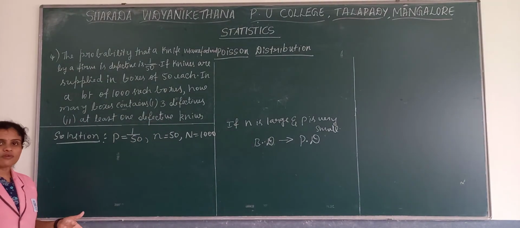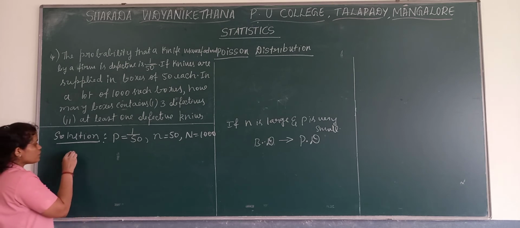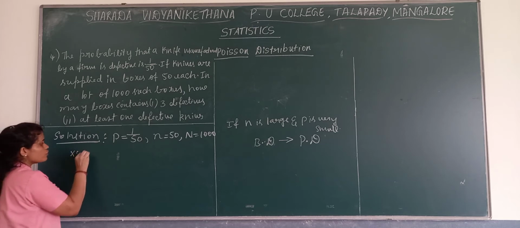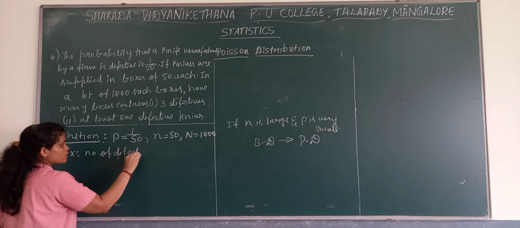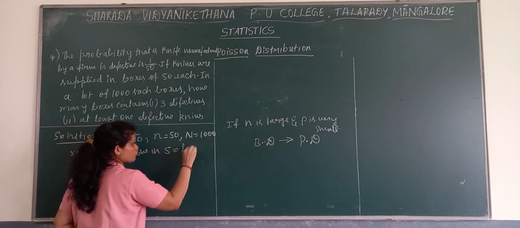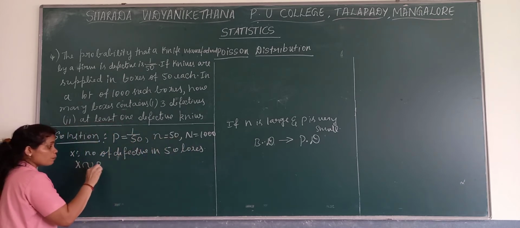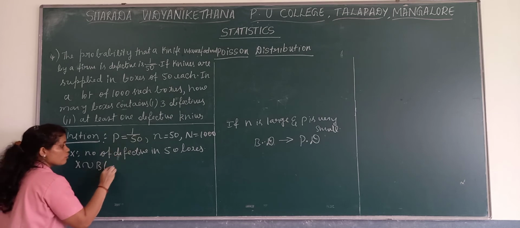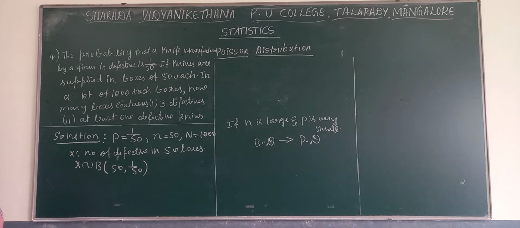Now we need to convert it into a Poisson distribution problem. How do we convert? Now here write, x is the number of defectives in 50 boxes. And x follows b, what is n? 50, 1 by 50. Parameters we have to write, n and p.